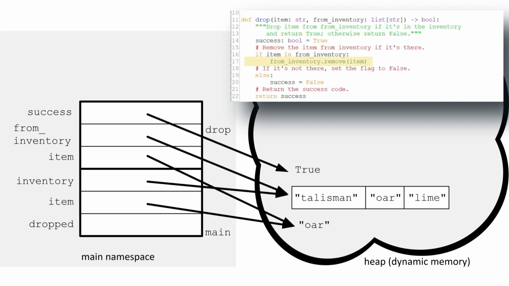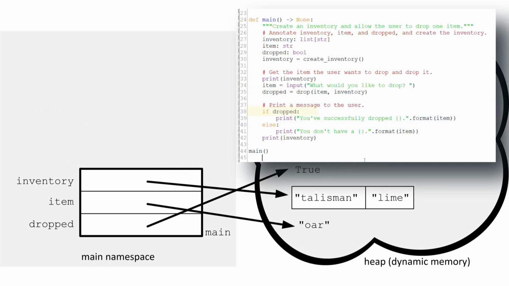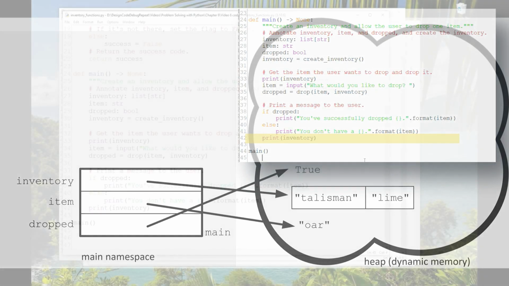Remember that many list functions operate on lists in place. This therefore removes item from inventory. This changes the list itself in the heap, and as we can see, this is the same list referenced by inventory back in main. We then return success, which is true. That arrow gets copied into dropped back in main, because we're assigning the result of the call to drop to the variable dropped. We then test if dropped is true, and print the successful drop message, and then we print the inventory again. It is now the changed inventory.